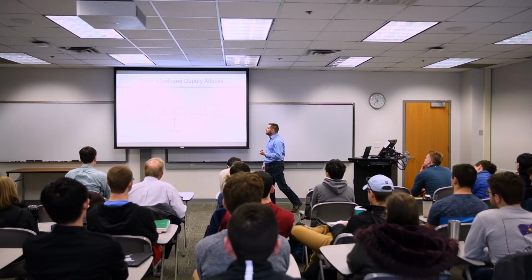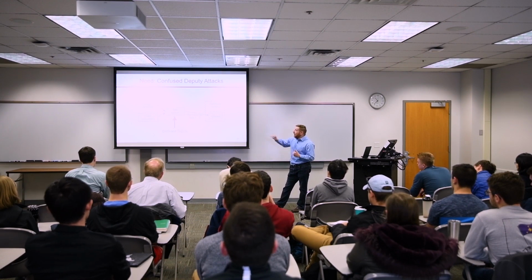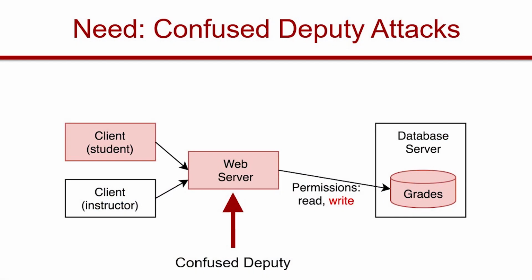We call the web server a deputy. It is authorized to perform actions on the database on behalf of a bunch of different users. The problem is that that deputy can become confused at times.